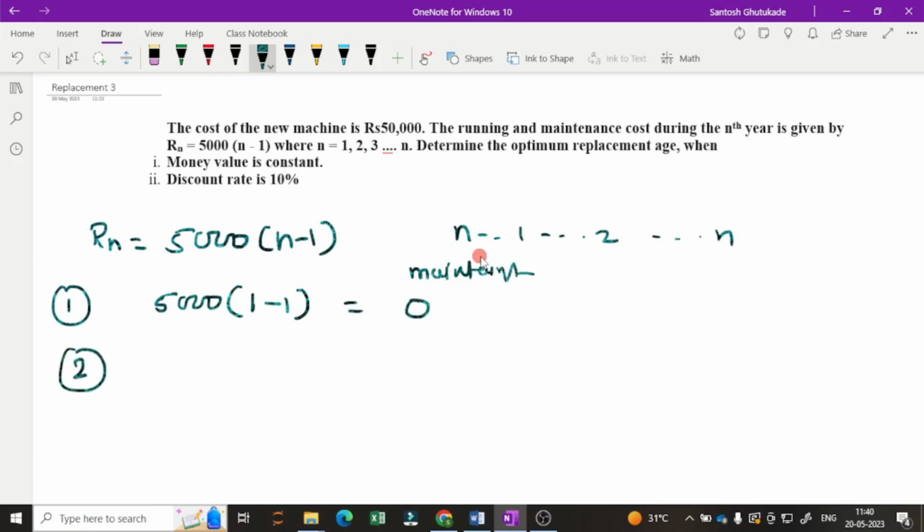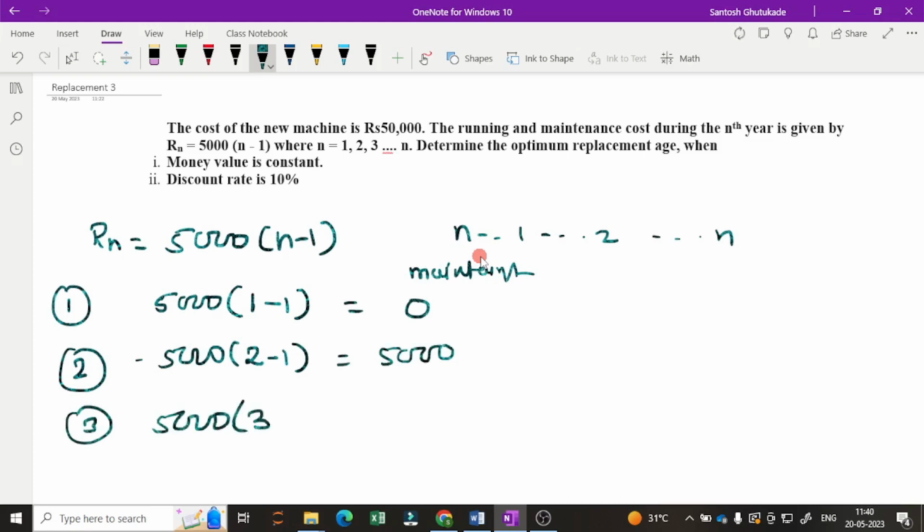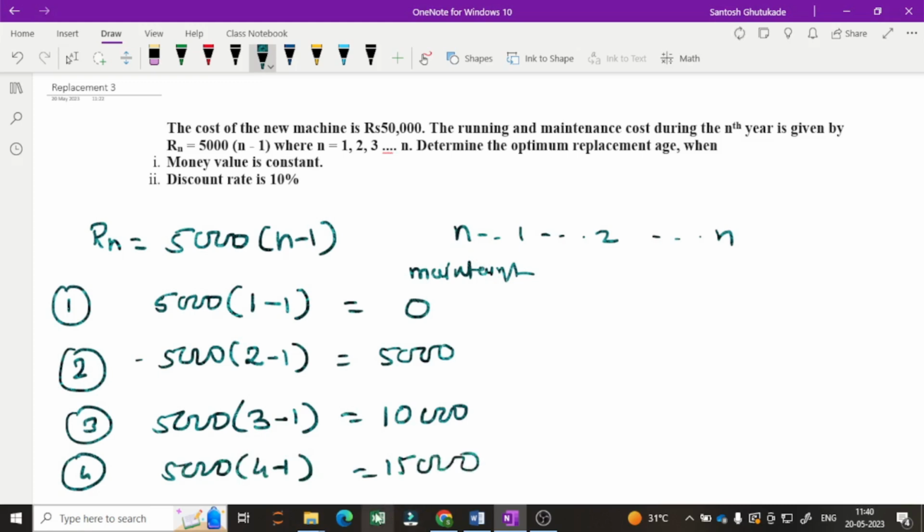Then for the second year the relation is 5000 times (n minus 1), that is 2 minus 1, which is 1, so 5000 into 1 is 5000, the maintenance cost. For the third year, n is 3 minus 1, that is 2, 5000 into 2 is 10,000. Like that you can calculate for the fourth year also: 5000 into (4 minus 1), that is 3 into 5000, which is 15,000. For the next years it will be 20,000, then 25,000 and 30,000. We will calculate this cost up to the 6th or 7th year.